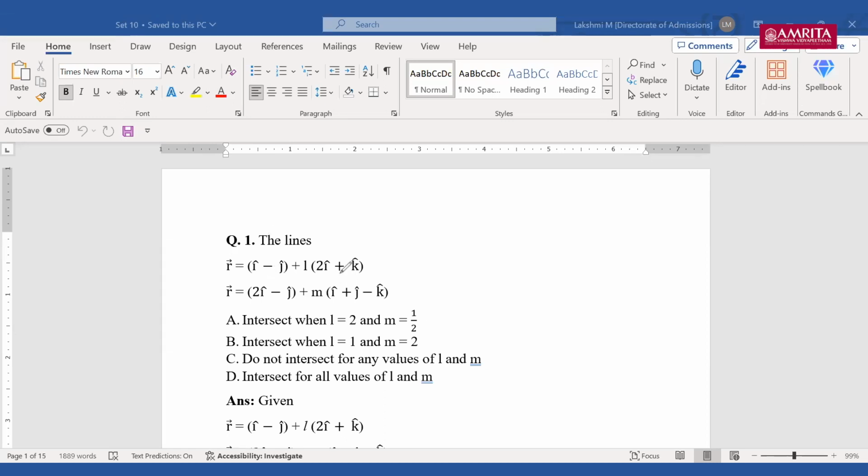It's a very simple question where you have these two lines. You could just compare them and find out the values of M and L, and then you can understand the status: whether L is 2 and M is 1/2, L is 1 and M is 1/2, or whether there are any solutions for this. So just expand it and compare it.